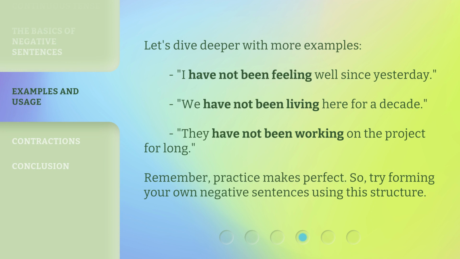Let's dive deeper with more examples. I have not been feeling well since yesterday. We have not been living here for a decade. They have not been working on the project for long. Remember, practice makes perfect. So, try forming your own negative sentences using this structure.